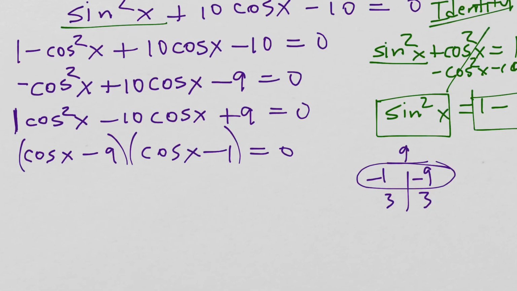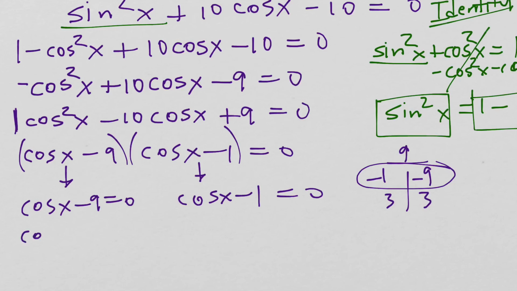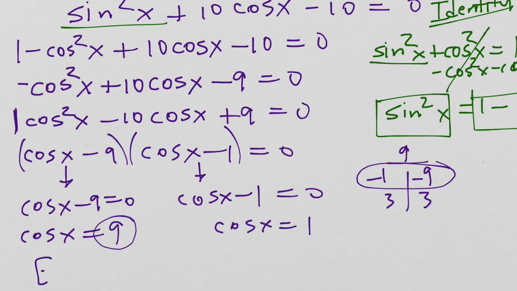Once you have factors, you have solutions. So cosine of x minus 9 is equal to 0, or cosine of x minus 1 is equal to 0. Cosine of x is equal to 9, or cosine of x is equal to 1. Well, it can't be 9, because remember, it has to be between negative 1 and 1 if you're a sine or a cosine. So we're not going to get a solution from that side of it.